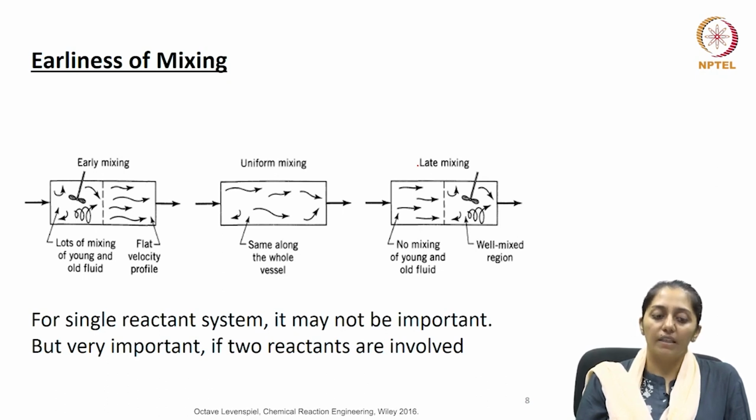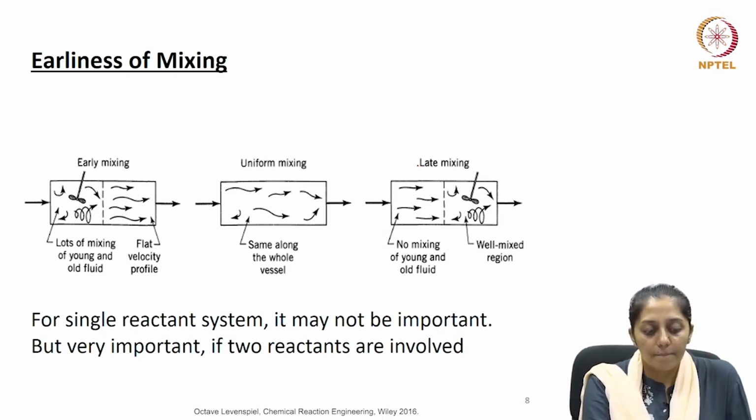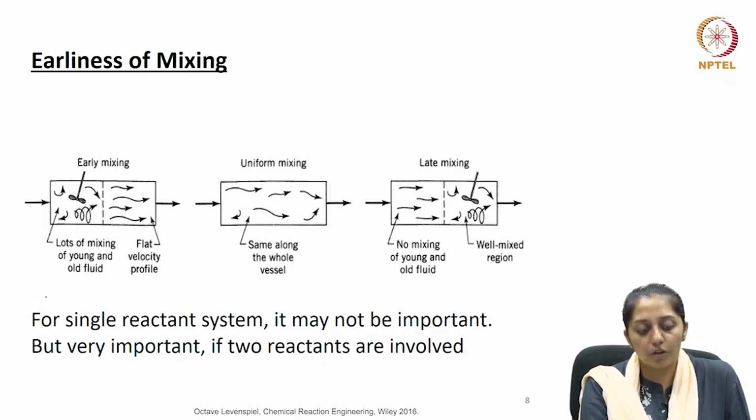Talking about the earliness of mixing, if you see the picture on the slide, the incoming stream is mixed early on. So, there is a lot of mixing of the old and the young fluid elements, and then in the later half it is almost a flat velocity profile. In a uniform mixing through the entire vessel, the fluid patterns will be similar.